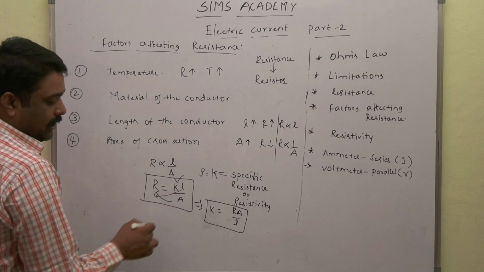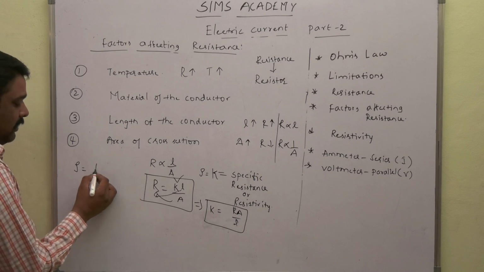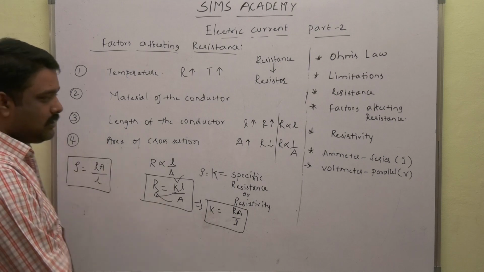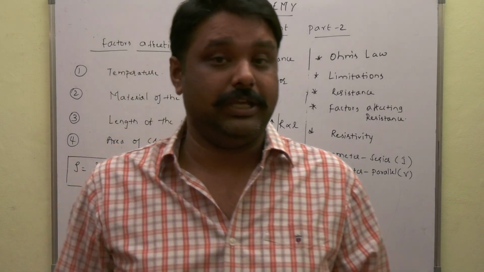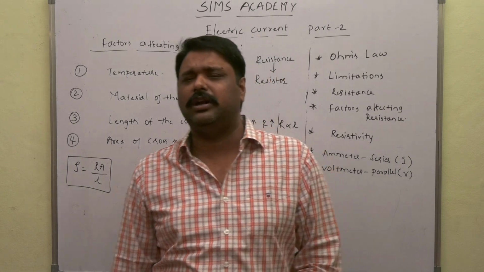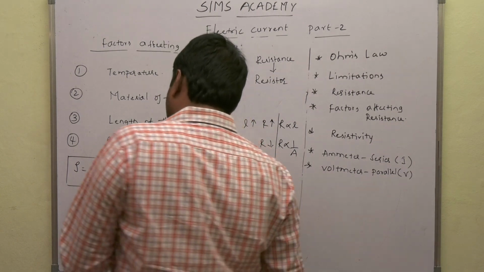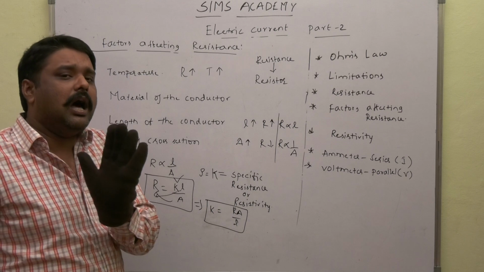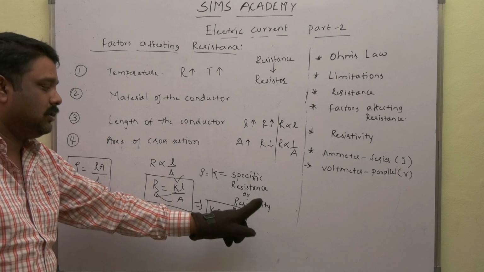K equals R into A by L. What is K? Rho. Rho equals R into A by L. This is the formula for specific resistance or resistivity, and we denote it with rho. Rho equals R into A by L, and rho is called specific resistance or resistivity.